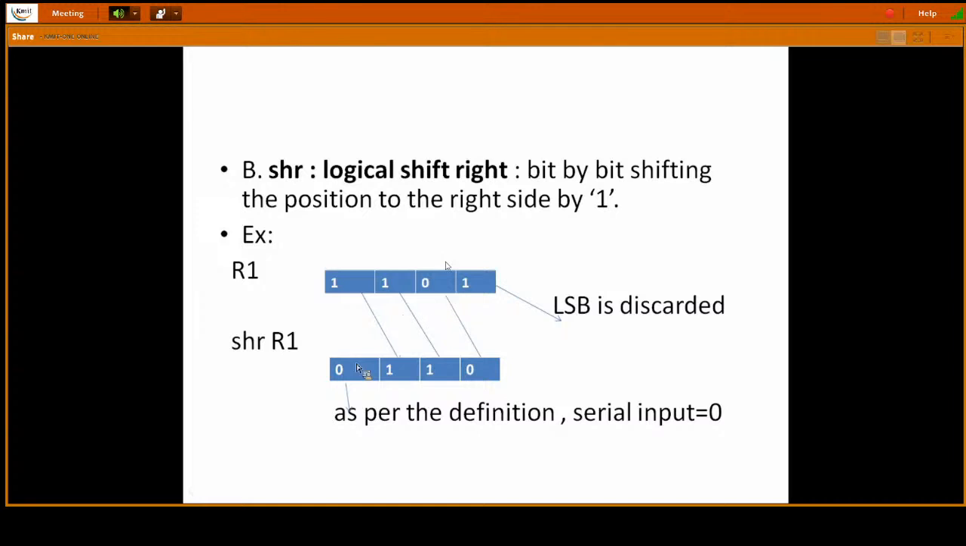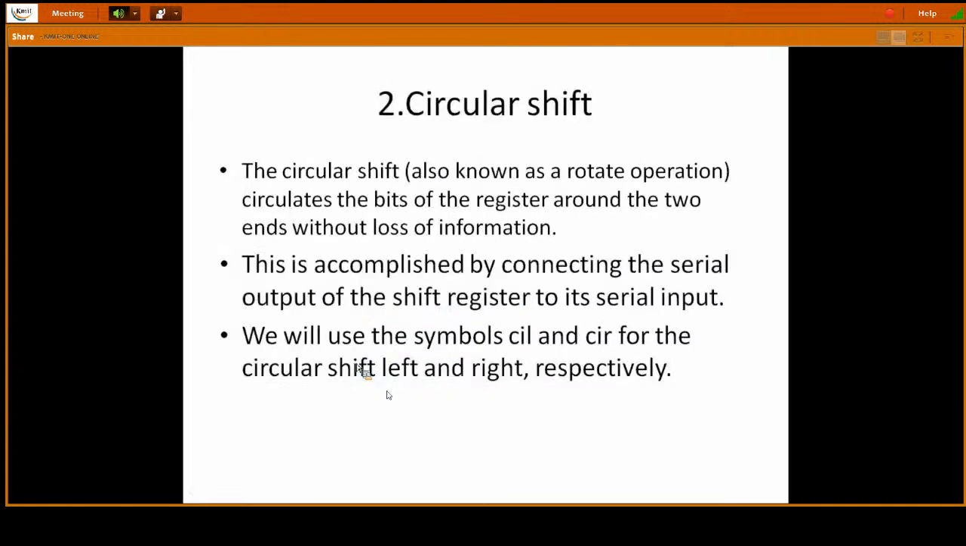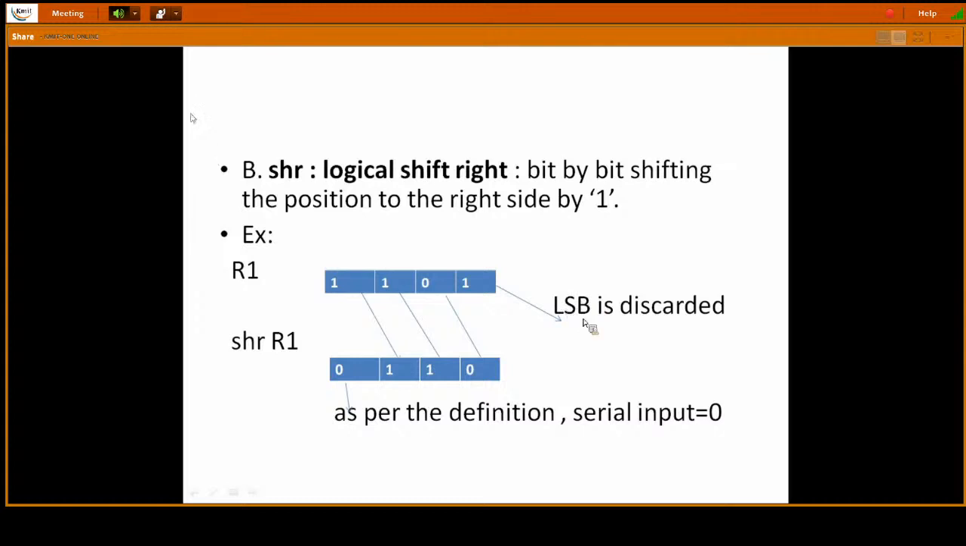That is the first type. What is the second type of shift micro operation? It is circular shift. When you see in logical shift, what happens? Some of the data is lost. If it is a logical shift left, the MSB data you are discarding means the MSB data is lost. If it is a logical shift right, what happened? LSB data is lost because you are discarding the data at the LSB position.